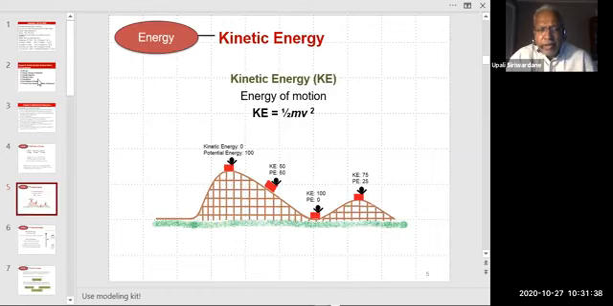Kinetic energy is measured by half mass times velocity squared. That's the definition of kinetic energy. Kinetic energy of molecules is proportional to Kelvin temperature.